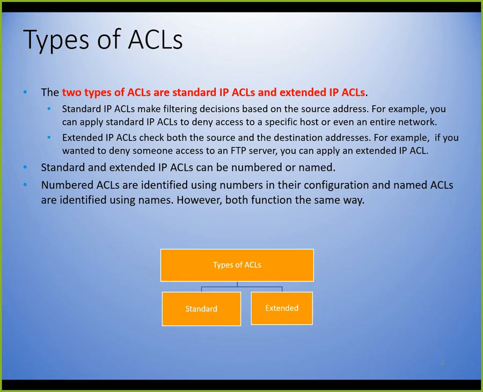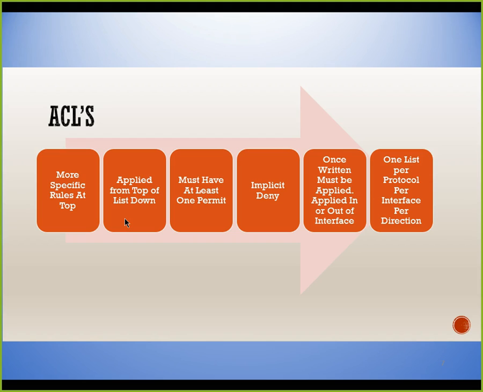Two types of access control lists. I don't know that this is significant for Network Plus, but might as well get it in here. We've got a standard list, which just uses the source IP address, and then the extended list, which allows us to use the IP address and the TCP port so that we can control access to specific resources on the network.